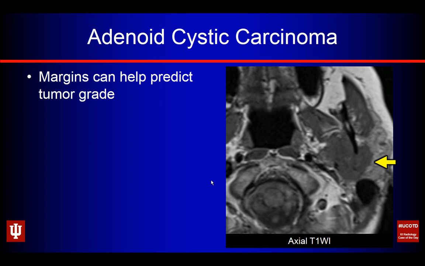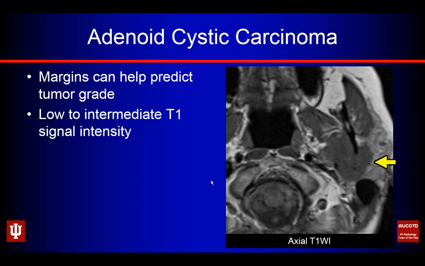So, I said this before with mucoep, I'll say it again for adenoid cystic, I'll probably say it again before this talk is over. Look at the margins. Those margins can help you to predict what the tumor grade is going to be. Are we dealing with something that looks lower grade, maybe even something that looks benign, or are we dealing with something that looks high grade, infiltrative, ugly?